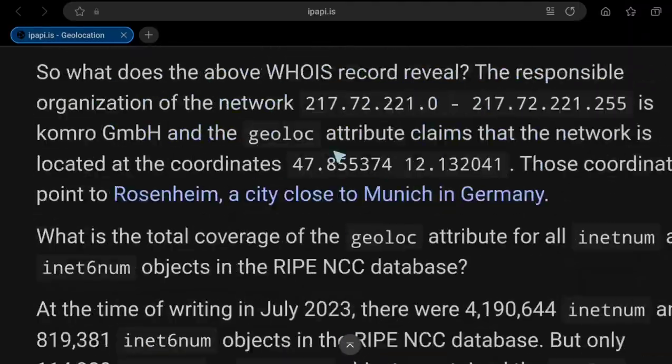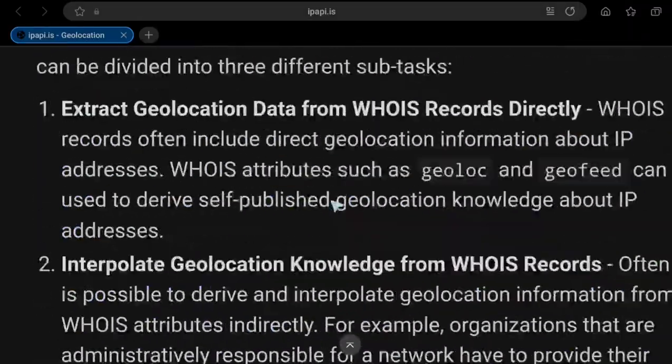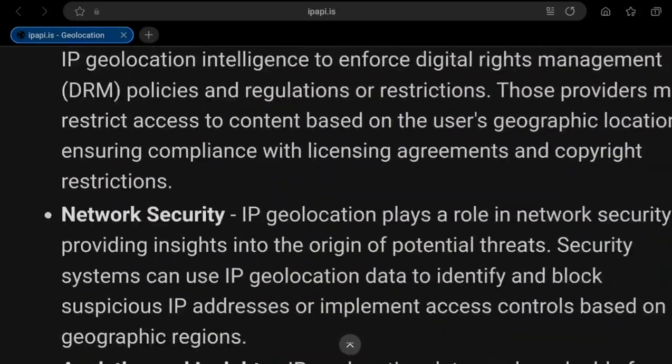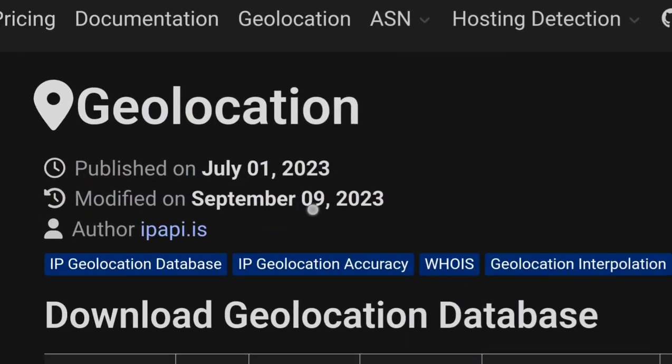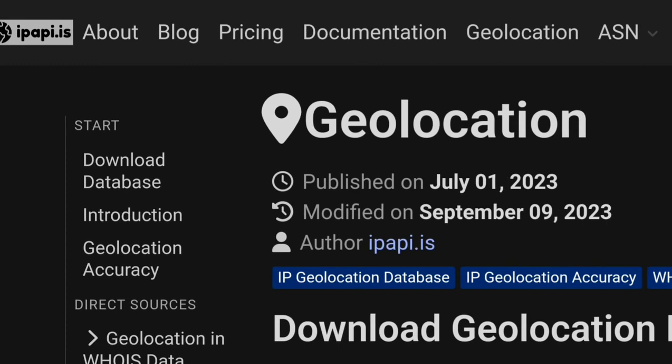So this was a brief introduction to geolocation. You see, it's not strictly one-to-one. There are multiple sources, multiple tables, open sources, and one of them is this open source IP API, IPAPI.